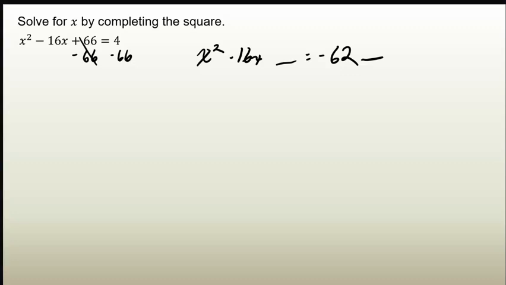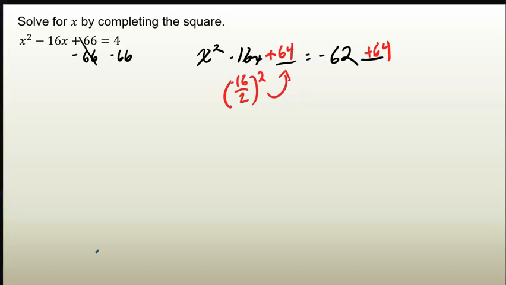Just like before, I'm going to take the b term, divide that by 2 and square it. And that's going to give me positive 64. Let me make that clear: these squares are always positive. What happened is negative 16 divided by 2 is negative 8. Negative 8 squared is positive 64. And now I have to add that to both sides, just like I did before.